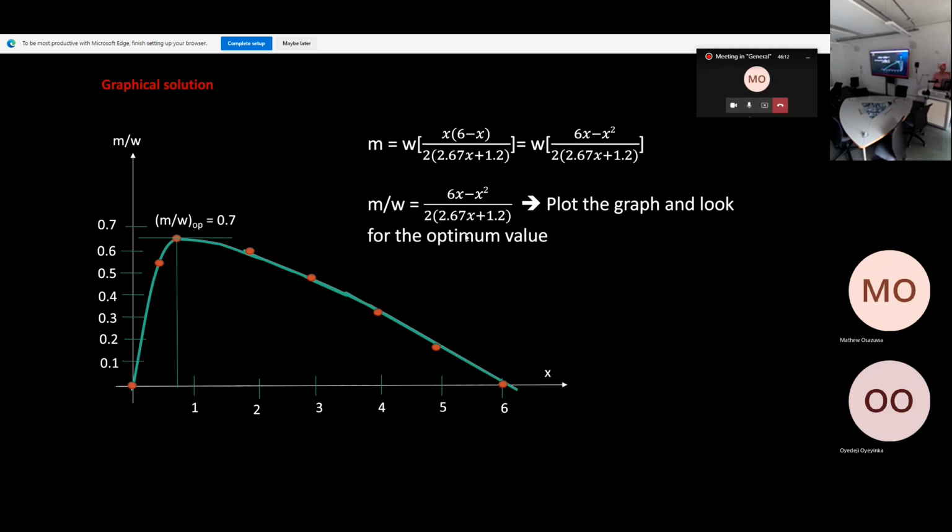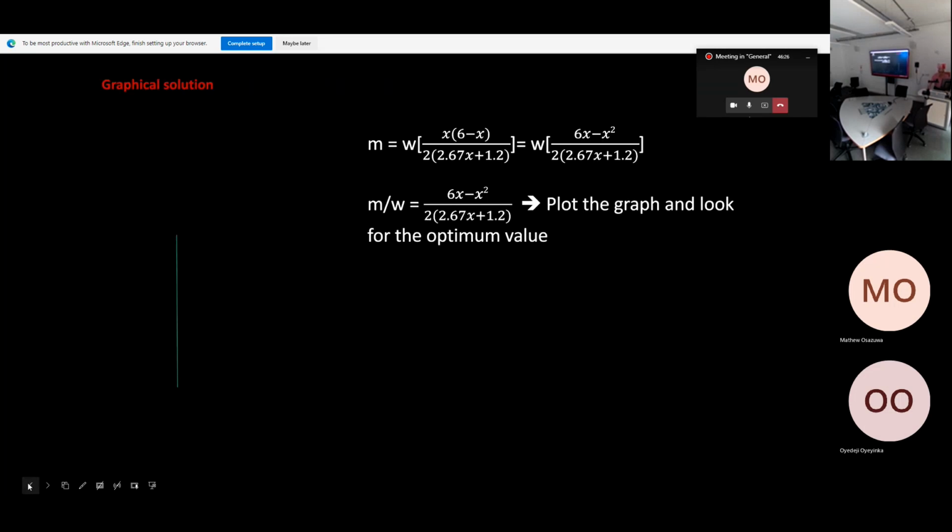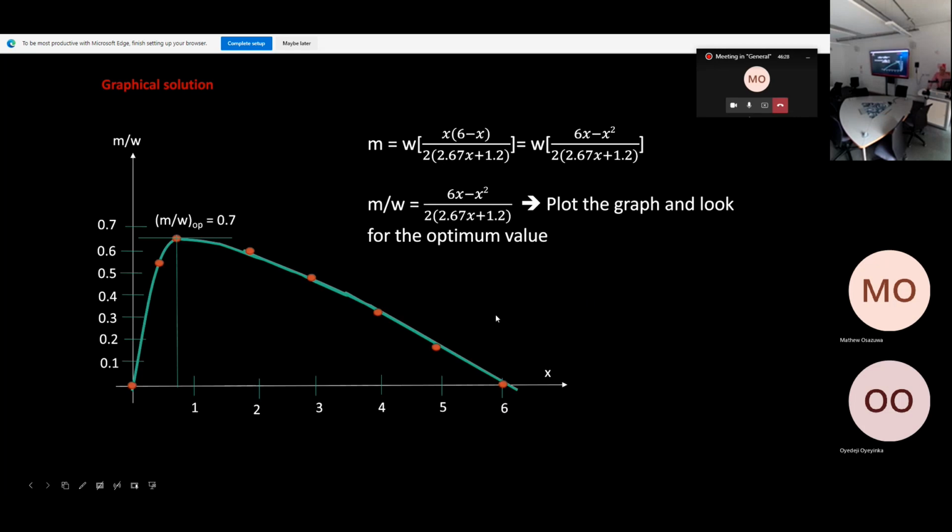Therefore, you substitute values of X and you get M over W. You do it like a table. The best way is to do a small table where you have values of X. You choose your values of X and you get M over W. Is that clear? Okay. Now, can we move on to the next example? Have you got any questions? Is that clear? Okay.